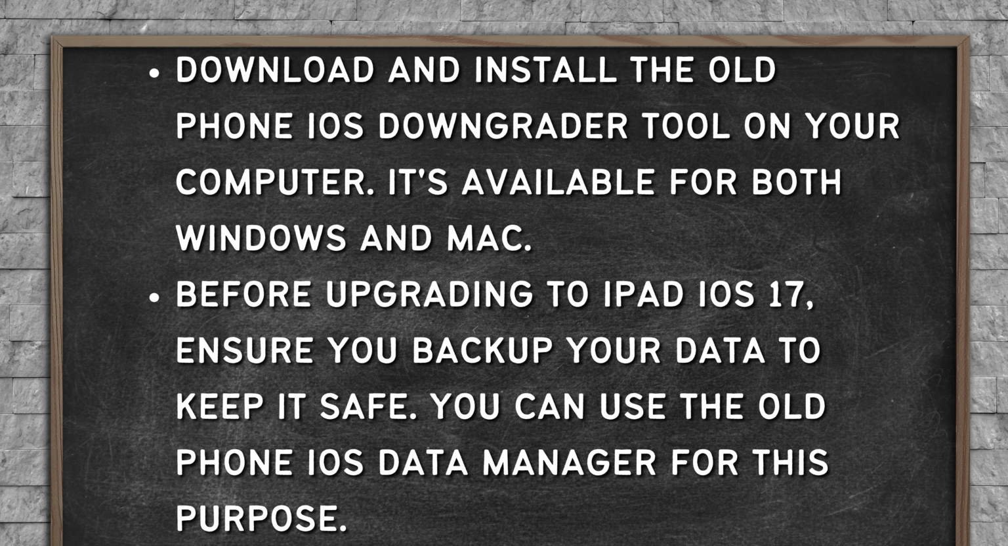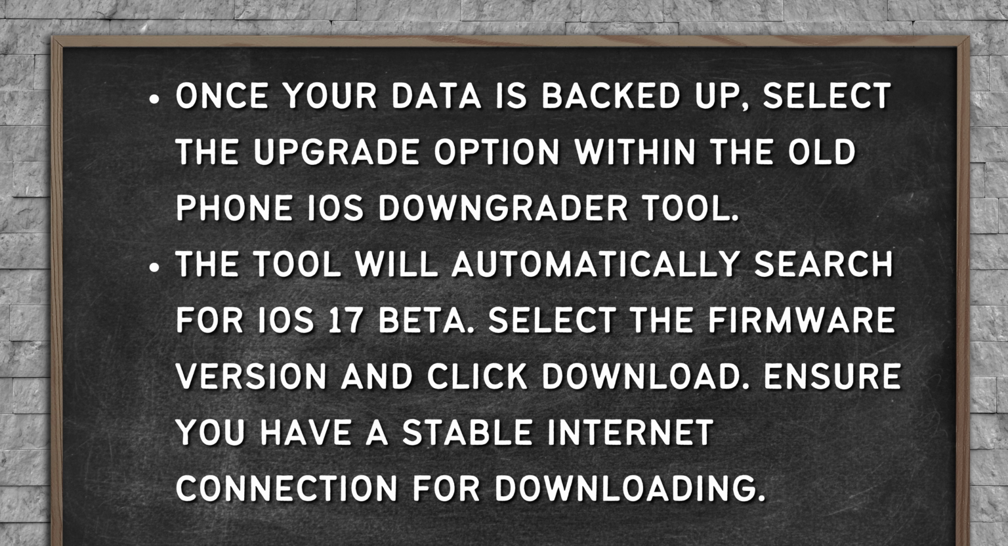Before upgrading to iPadOS 17, ensure you backup your data to keep it safe. You can use the Old Phone iOS Data Manager for this purpose. Once your data is backed up, select the upgrade option within the Old Phone iOS Downgrade tool. This tool will automatically search for iOS 17 beta. Select the firmware version and click download.